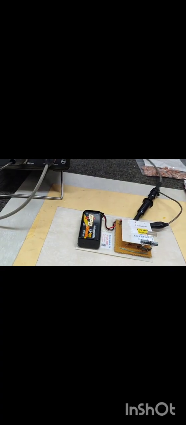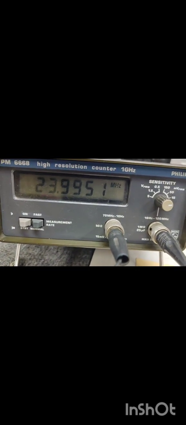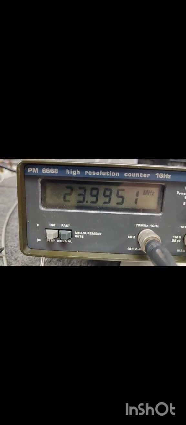Okay, so now let's take, say, this one here, HC49S, which is a low profile. Now this particular one is exactly 24 megahertz. Let's see what happens. I plug it in and let's see what it says. 23.9951. Very close to 24 megahertz. So this crystal is 100%, and so is this jig. Very precise. Okay, let's put the crystal back again.